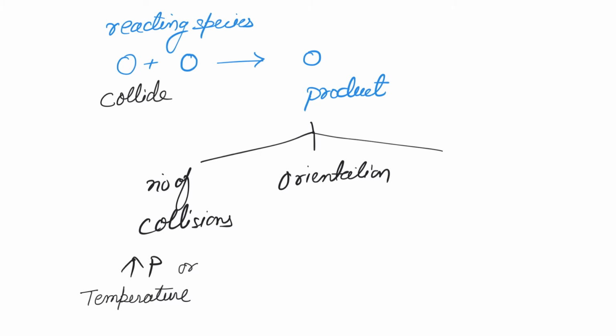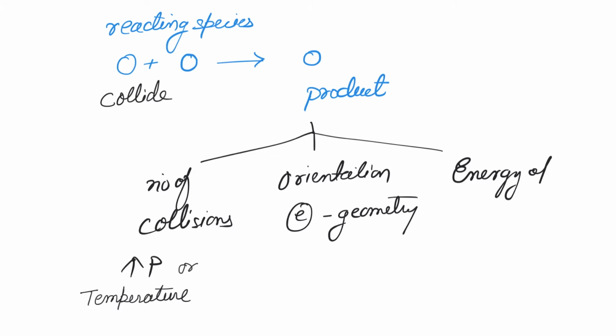orientation of these collisions. So the collisions must happen in a proper orientation of the molecules, because we understand that the electrons are distributed around the molecule in a perfect geometry, right? So the third thing that we need to be bothered about is the energy of these collisions.